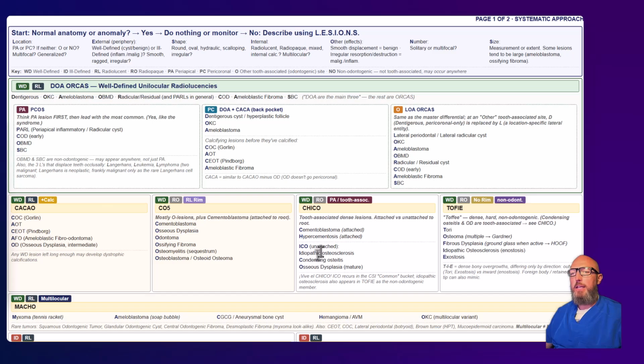And then the other big thing is, is there a radiolucent rim around it? Idiopathic osteosclerosis does not, nor does condensing osteitis, although it does have a radiolucency of the apex. And osseous dysplasia, when it's mature, is when it starts to look opaque. That's why it's included here. And in most cases, it does have a radiolucent rim around it, sometimes varying in thickness, but then also surrounded by sclerotic bone. So let's get started here.